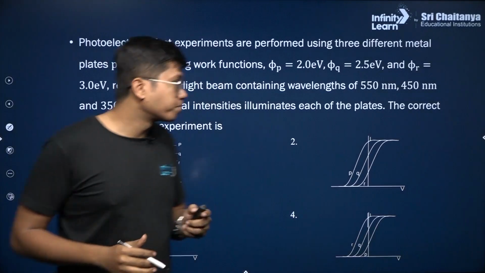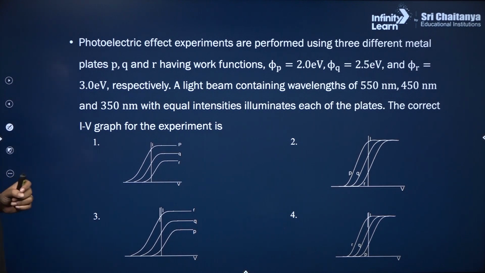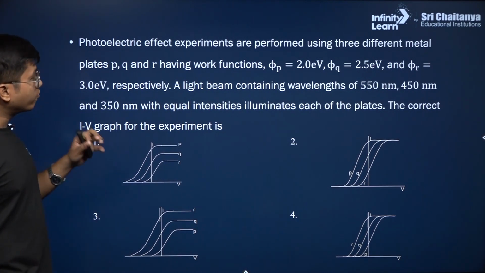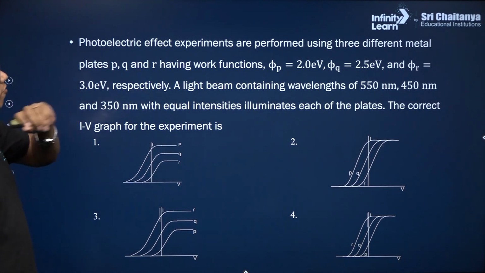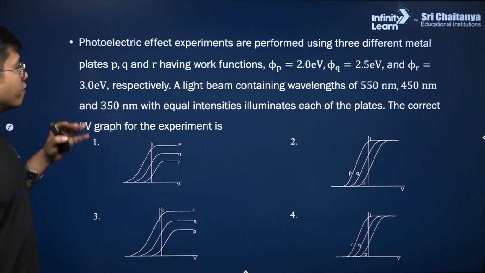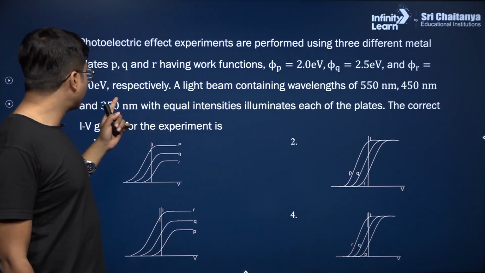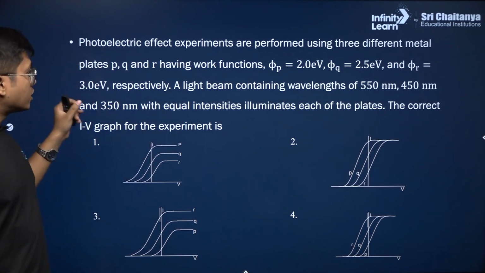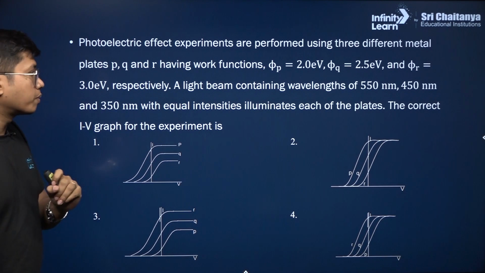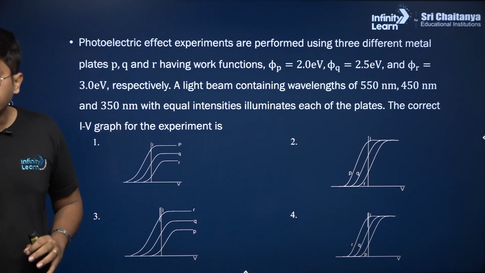Let's get started. First up, photoelectric effect experiments are performed using three different metal plates P, Q and R having work functions phi P, phi Q and phi R. A light beam containing wavelengths 550 nanometer, 450 nanometer and 350 nanometer with equal intensities illuminates each of the plates. The correct IV graph for the experiment is.